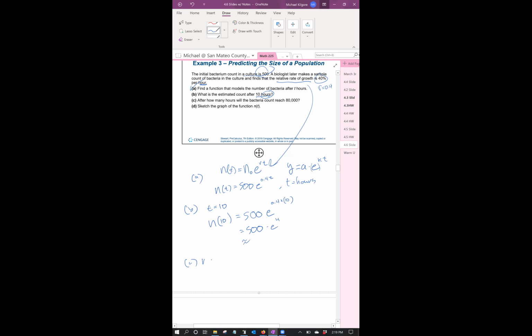For C, we're going to set N of t equal to 80,000. For B, solve for t. B, that would be 27,299.08. So let's see, 27,299.